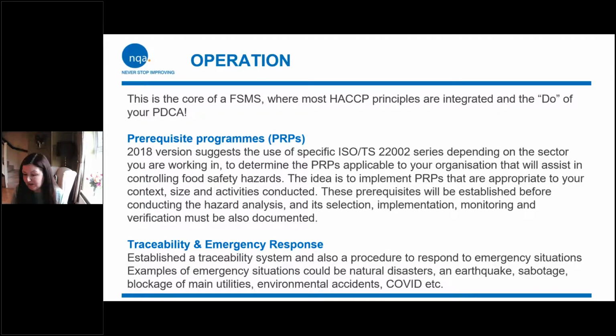Our traceability and emergency response plans, as we mentioned these before. So traceability is as it says, so can your products be traced from raw materials all the way to where it's dispatched, where it's sold? How do we do that traceability? How is it labelled? And then the emergency response with regards to traceability.